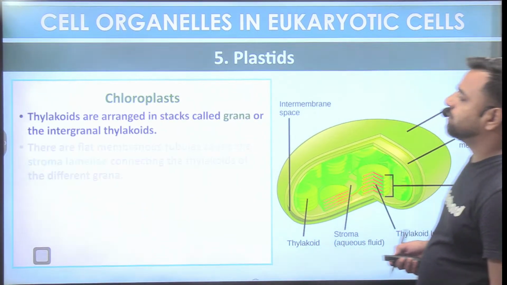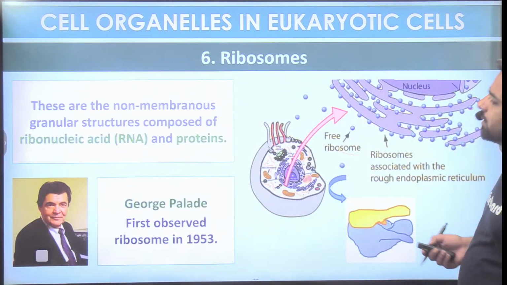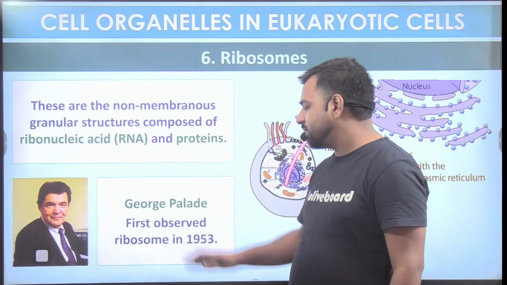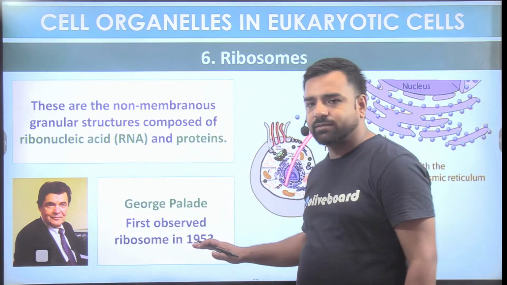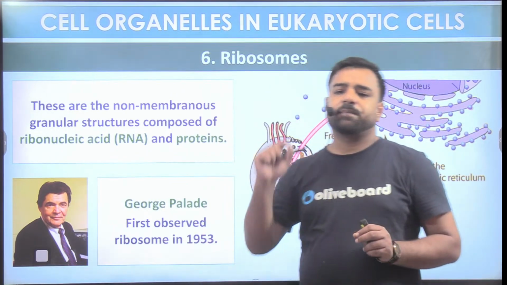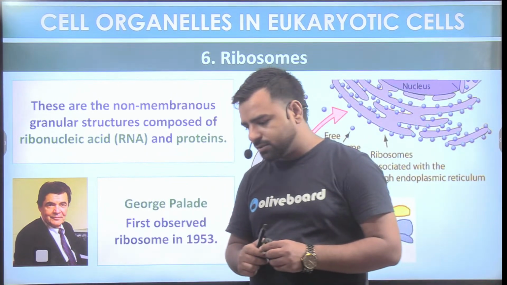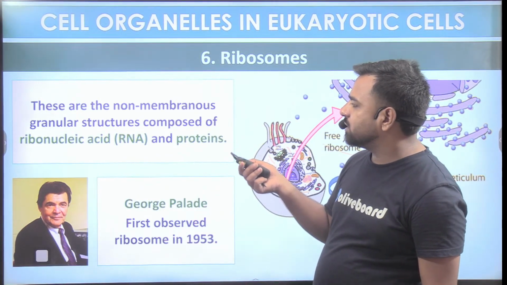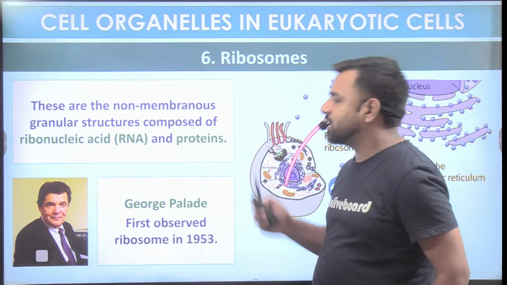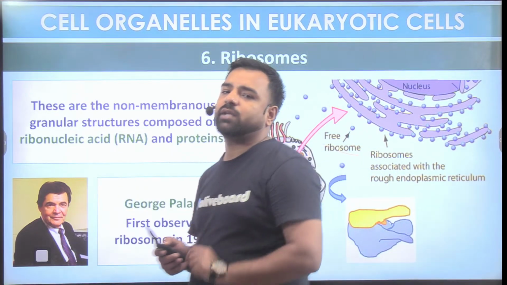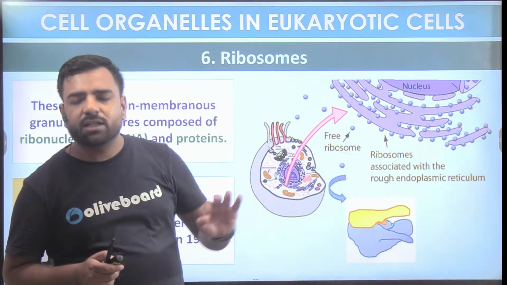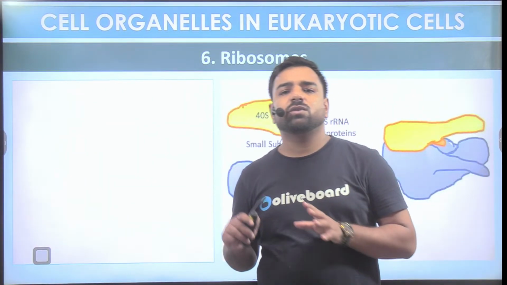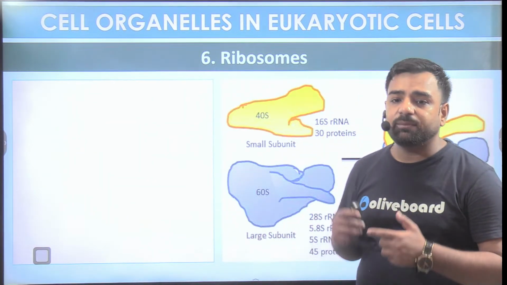Okay, so that's done. Now ribosomes. George Palade was the one who first observed ribosomes. No need to remember these years, that's not important. Ribosomes are non-membranous granular structures composed of RNA and proteins. RNA stands for ribonucleic acid. DNA stands for deoxyribonucleic acid. Ribosomes are known as the protein factory because they are involved in protein synthesis.